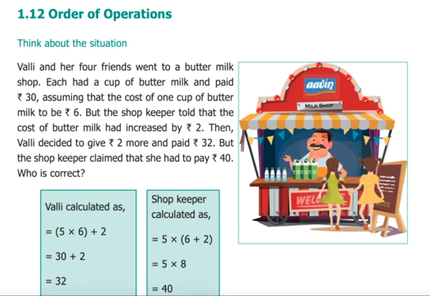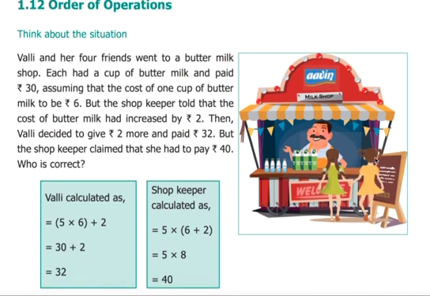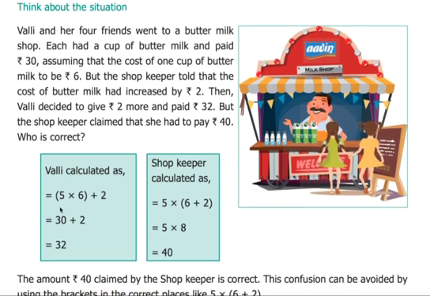But the shopkeeper claimed that she had to pay 40 rupees. Who is correct? Valli is wrong. Why is she wrong? Because if it is 6 rupees, then it should be 5 into 6, 30, right? But when it is increased by 2 rupees, each costs 8 rupees. So 8 into 5 is 40, not 32.